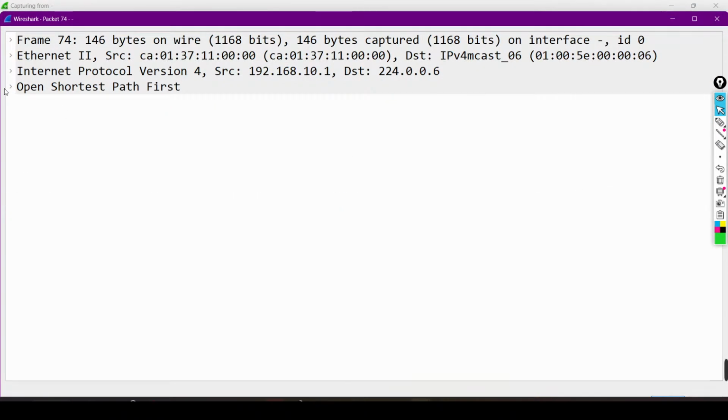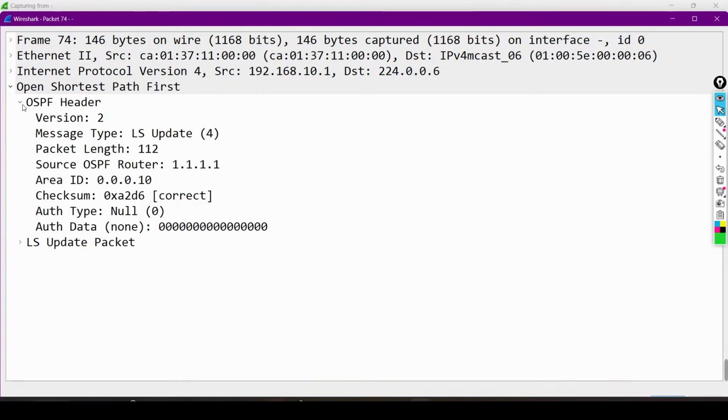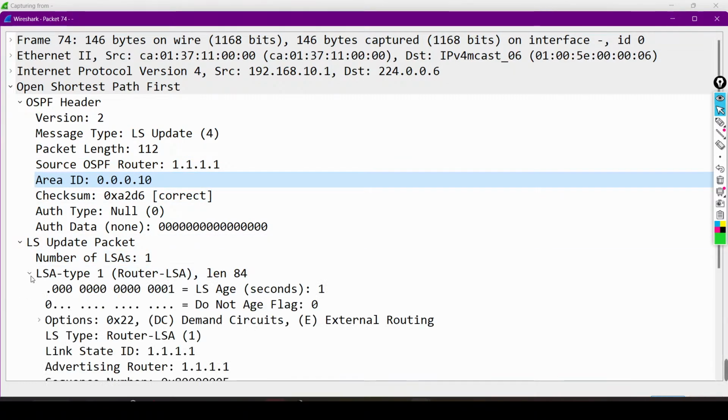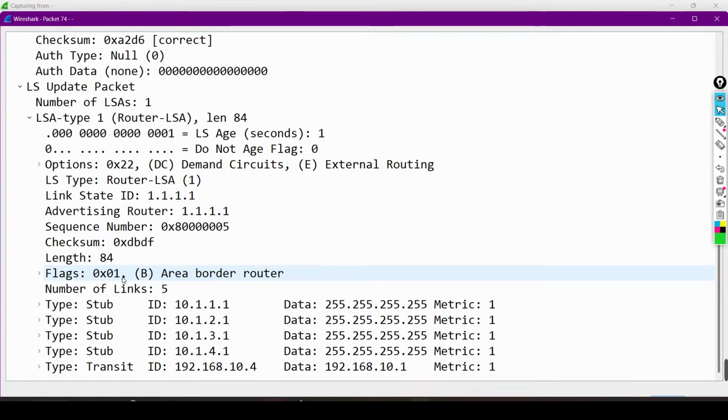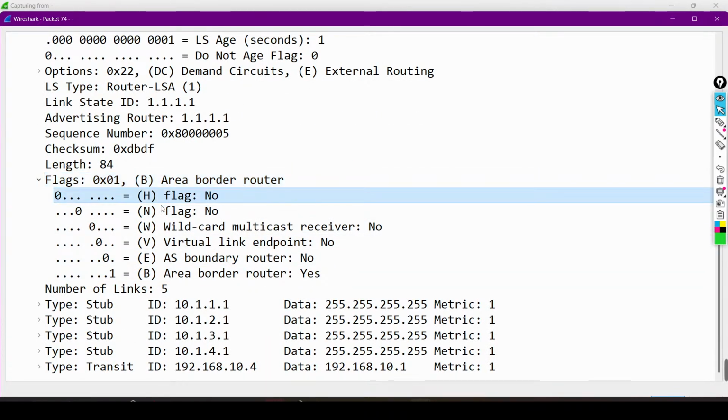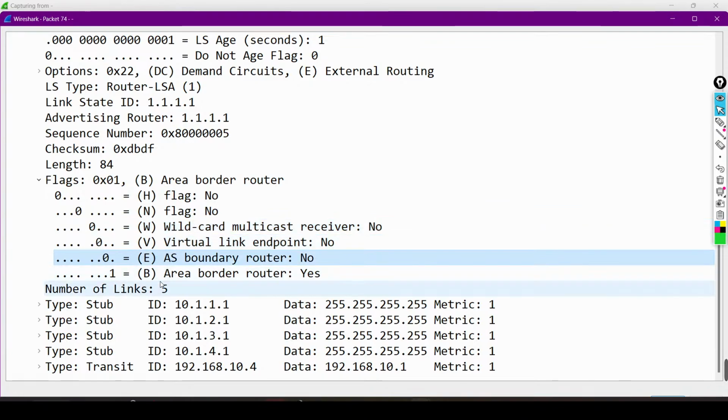So here you can see the LSA 1. How will you identify this is LSA 1? With the help of this message. Yes or no? Now guys, here you are able to see some information: advertising router ID, area ID, and in the link state update, are you able to see the flag field? Yes. Inside the flag, how many flags are there? 1, 2, 3, 4, 5, 6.